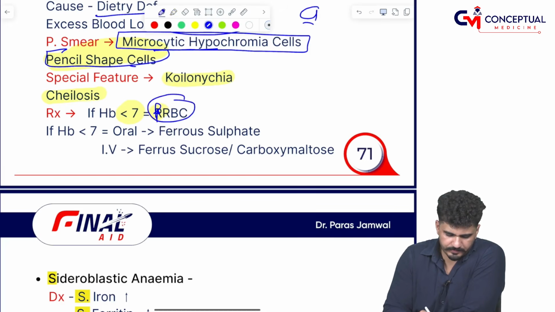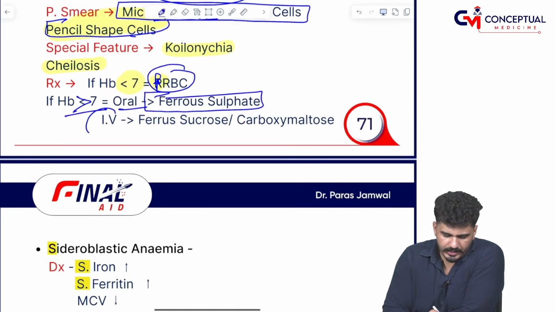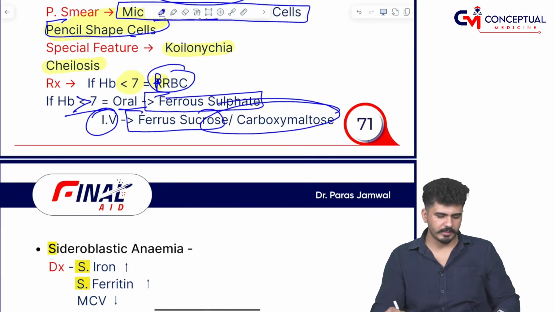This is PRBC. Okay, PRBC. If hemoglobin is more than 7, orally you can give ferrous sulfate and IV you can give iron sucrose or ferric carboxymaltose.